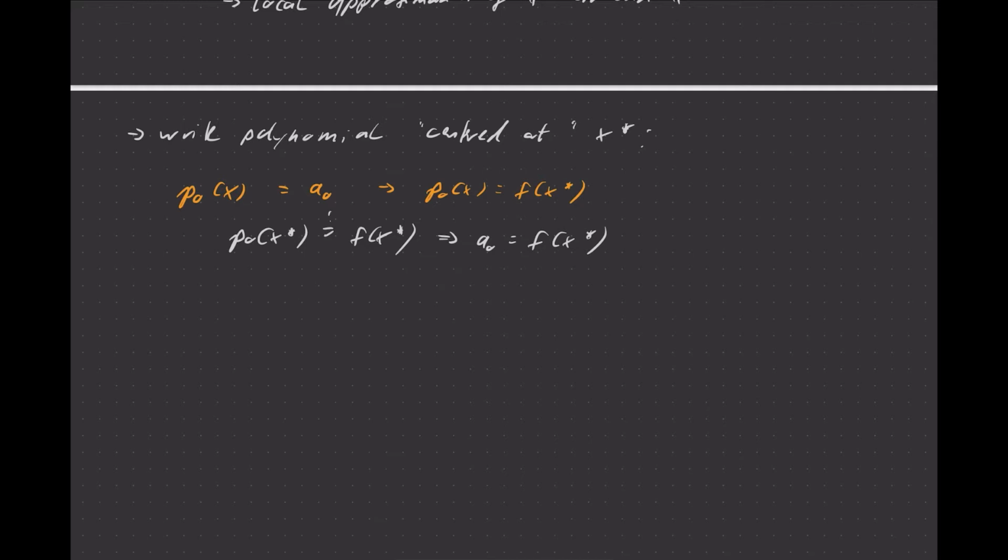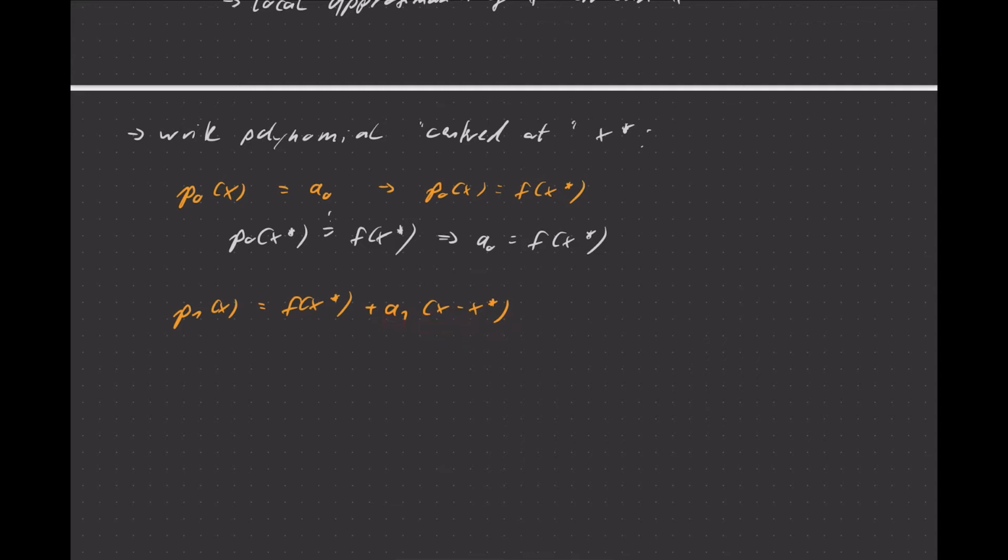Now in the next step, we'll extend that to a polynomial of degree 1. We did that already, but just to recap that. Again, we want that polynomial to agree with f at the point x star in function value. So we'll start it in the same way, f at x star. And then we add a term, and the term will have the form a1 times x minus x star. And this here is what I mean by centered around x star. Instead of writing a1 times x, we write a1 times x minus x star.